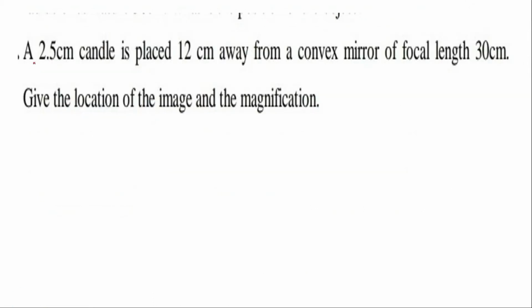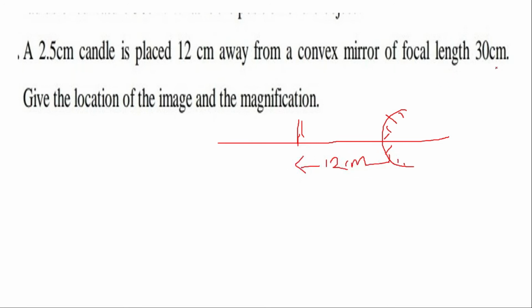So see, I'm taking one question. A 22.5 centimeter candle is placed 12 centimeter away from a convex mirror. I hope you are understanding the convex mirror. This is the convex mirror I took, polished from inside, and the position of the candle is 12 centimeters. Suppose this is the candle and this position is 12 centimeter. What's the focal length? 30 is the focal length. The convex mirror is there, so the focal length will be positive.